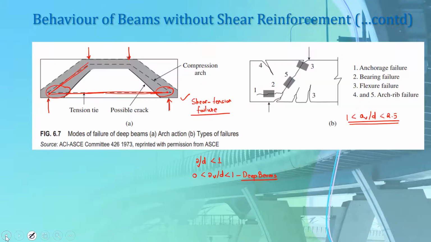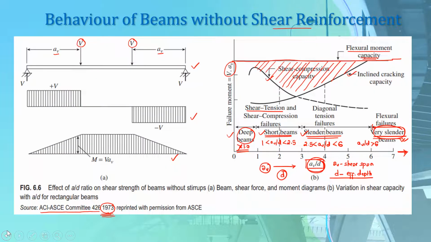So let's go back to our previous diagram. The short beams fail due to shear compression failure, and this failure occurs at a load less than the flexural moment capacity of our beams. But what happens in the case of slender beams? Our slender beams fail in diagonal tension failure. This diagonal tension failure we also discussed during our previous class.